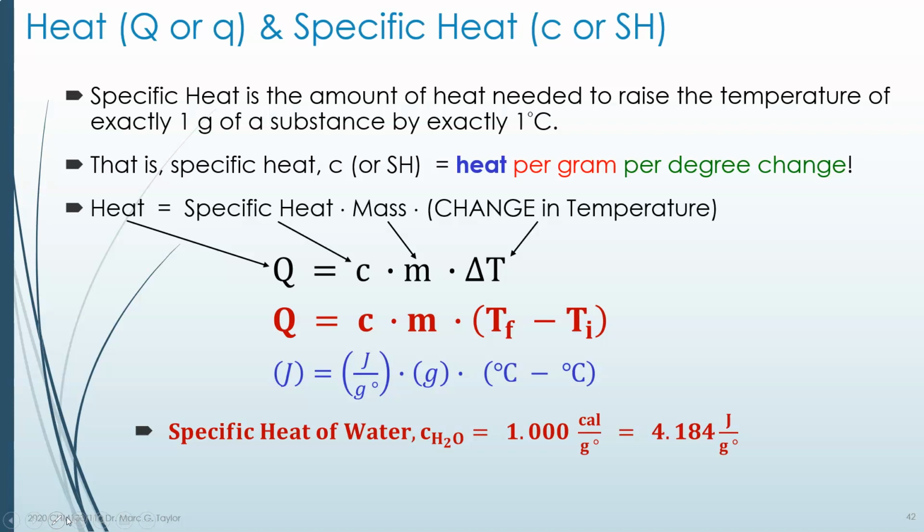And that may seem very odd, that it's such a perfectly round number, because that was intentionally defined that way years ago. But that works out to 4.184 joules per degree gram, because remember, 4.184 joules equals 1 calorie, so that's why these look familiar.